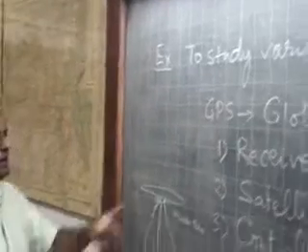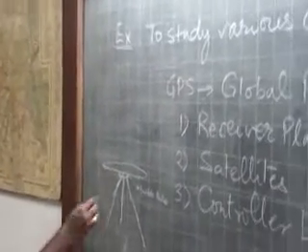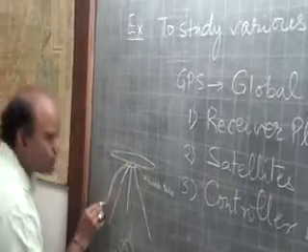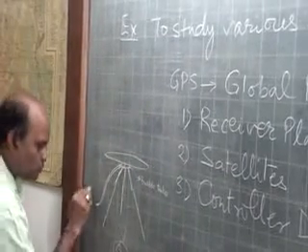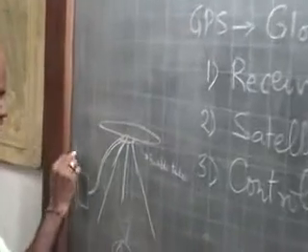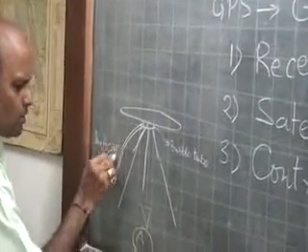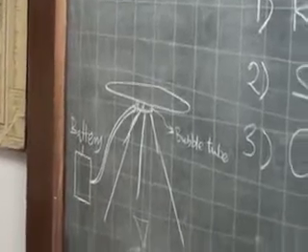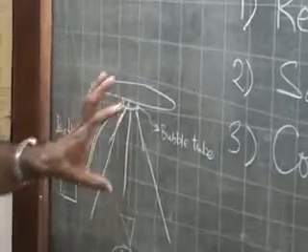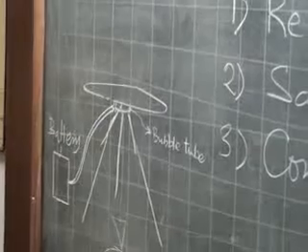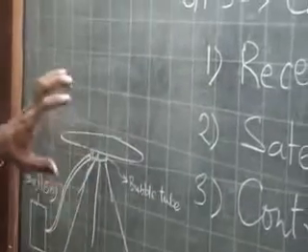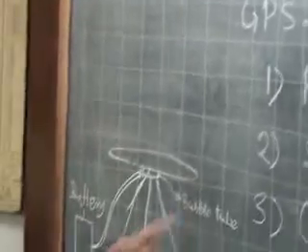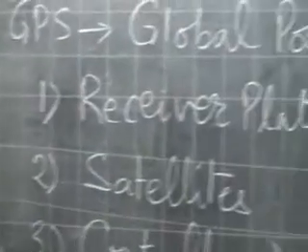Then you have to connect this plate with a cable, a wire system, to a source of battery. This is a special battery which will supply power to the plate. Now the plate is activated. Once the power is supplied, the plate starts receiving signals from GPS satellites. So the second component is the GPS satellites.